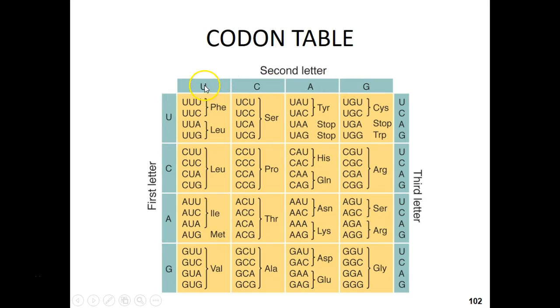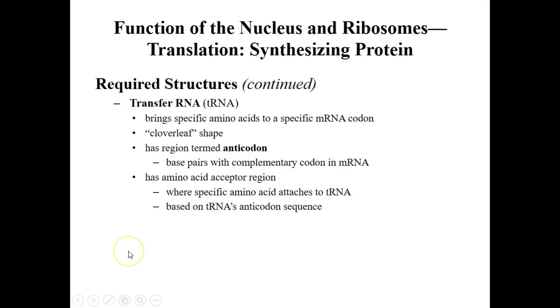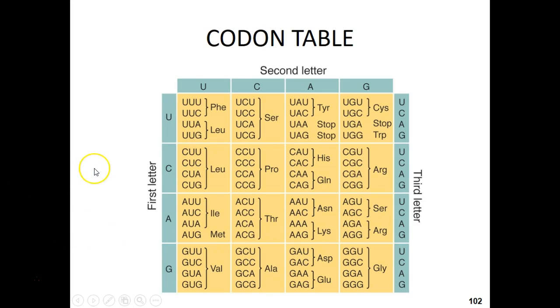So if the second letter is a U, you'd look in this area. If it was a C, you'd look there. G, you'd look there. A, I'm sorry, you'd look there. And G, you'd look here. And then the third letter of your codon is going to be found over here. So we have UCAG, UCAG, UCAG, UCAG.